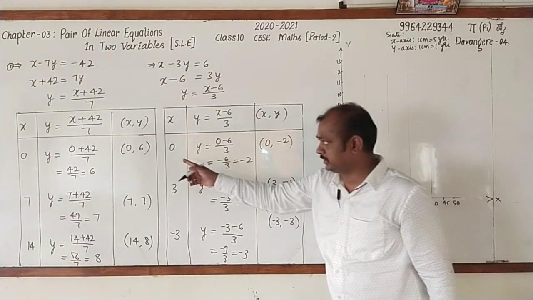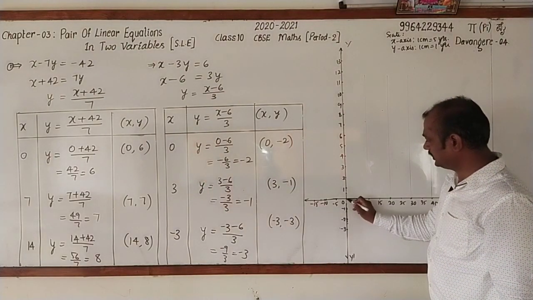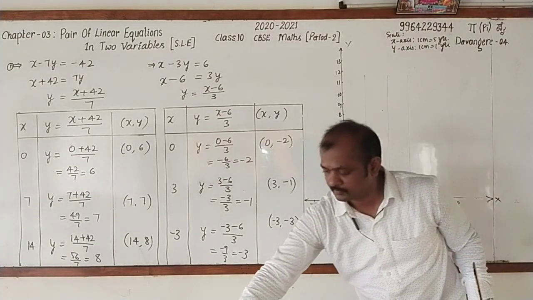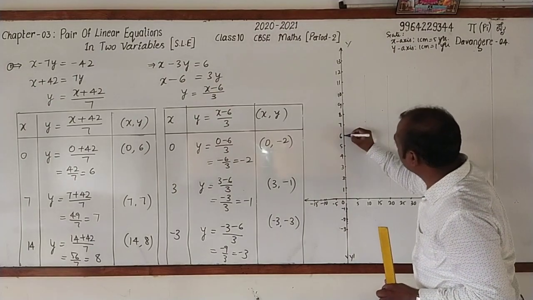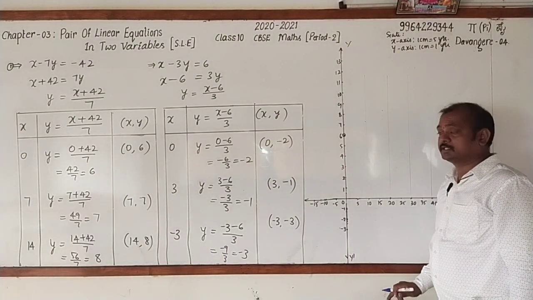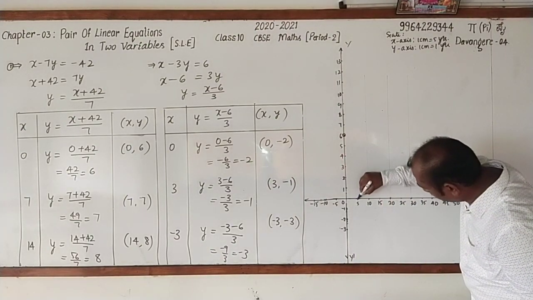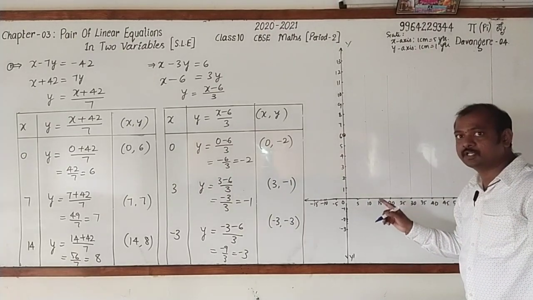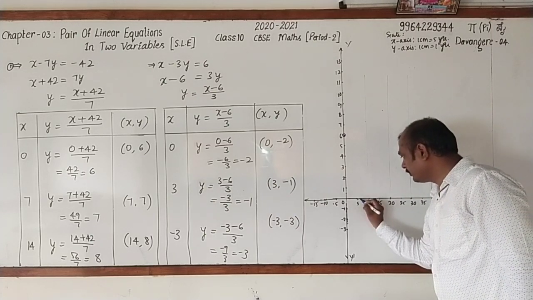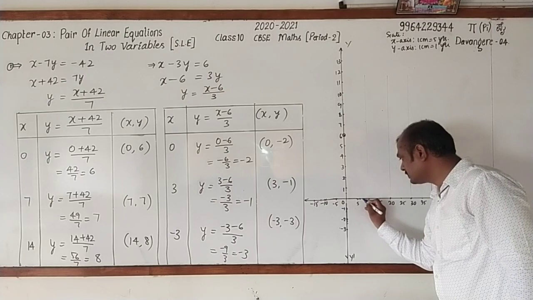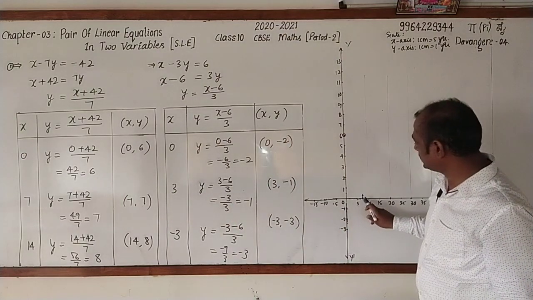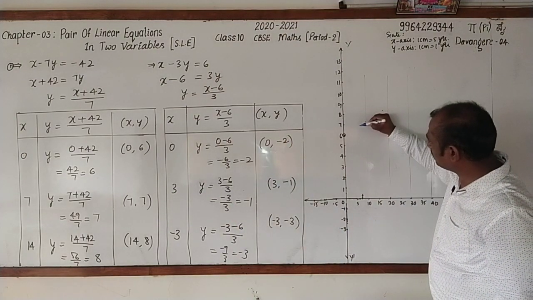Let us go for marking 0, 6. When x is 0, y is 6. That comes here. Let us mark that here. Next, when x is 7, y is 7. X is 7. Look here. Between 5 and 10, total 10 divisions will be there. 2 divisions indicate 1 year. So here 2 divisions 6, 2 divisions 7. This is 7. Got it? When x is 7, y is 7.